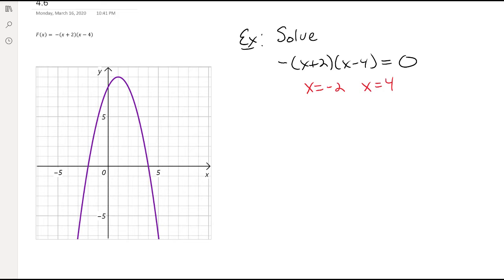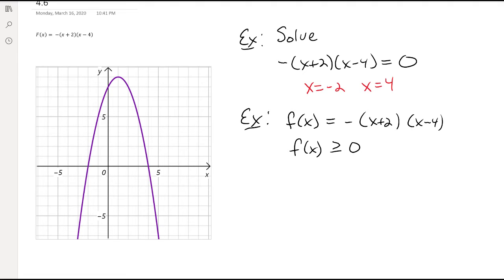So consider this question, which is what we have going on to the left here. What if I told you f of x is the same function, negative x plus 2 times x minus 4, and I asked you to give me the values of x such that f of x is greater than or equal to 0? Now this is a slightly different question. The answer is not going to be just negative 2 and 4. It's going to be a set of solutions.